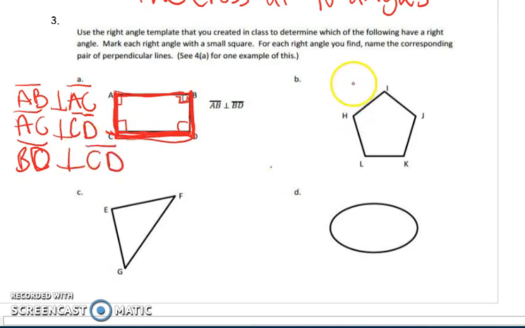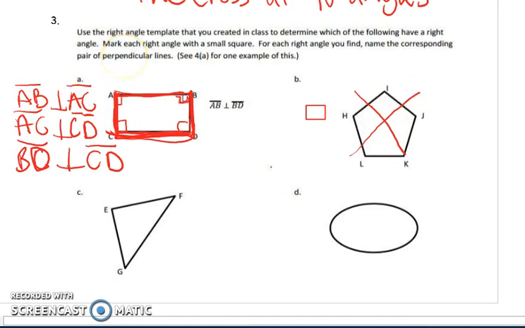If I try to put a square here, let me make this, I don't know, this is more of a rectangle. But if I try to put that in this corner, I cannot turn it so that I can make a right angle. Okay, so since there is no right angle in this shape, there's nothing to write down.